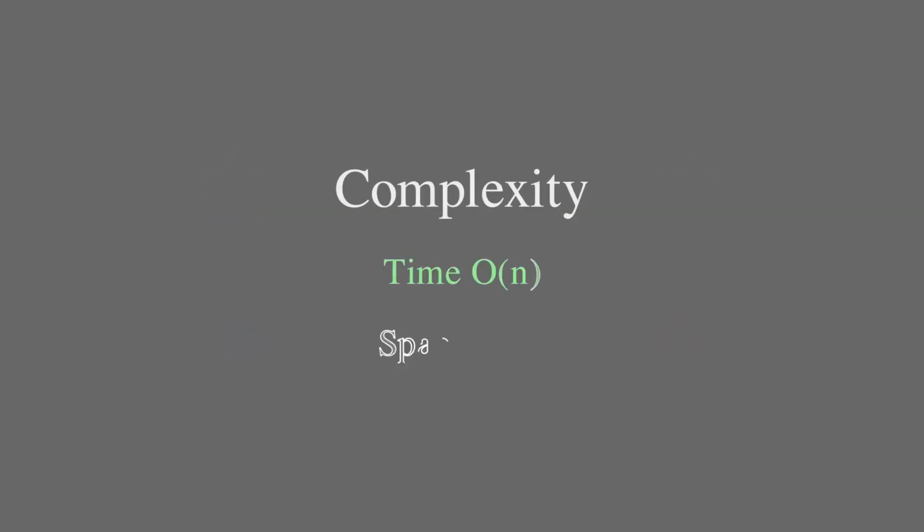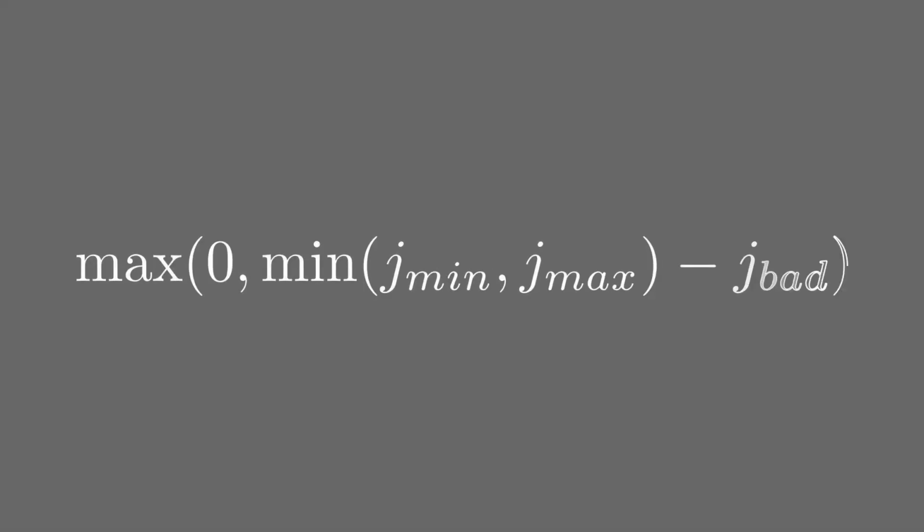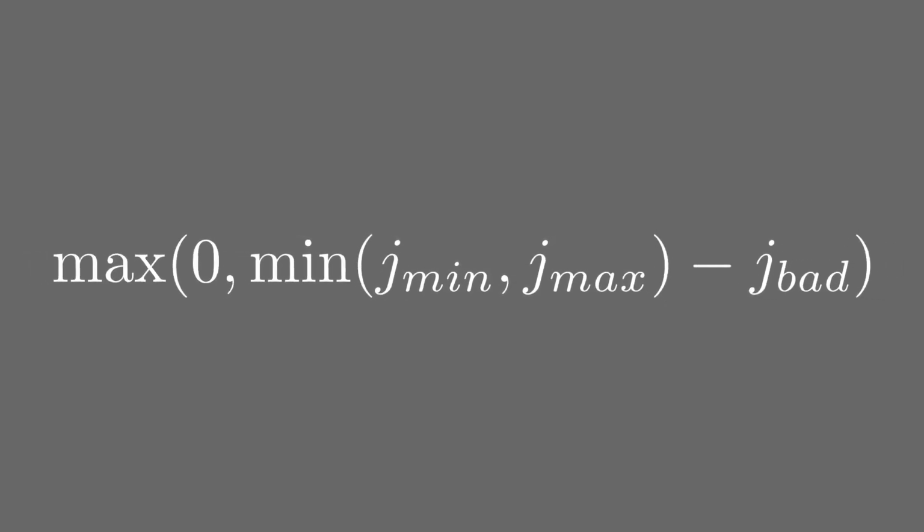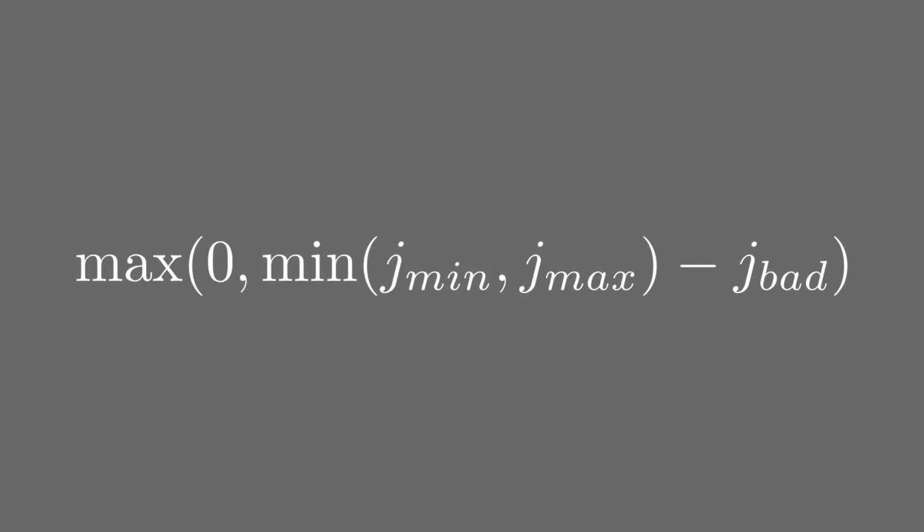Efficient, slick, kind of funny when you think about the party pooper index, right? So there you have it, LeetCode 2444 demystified. Remember the key, track the last bad index, the last min, and the last max. Calculate the valid starting range using maximum of 0, minimum of JMin, JMax minus JBAD at each step.